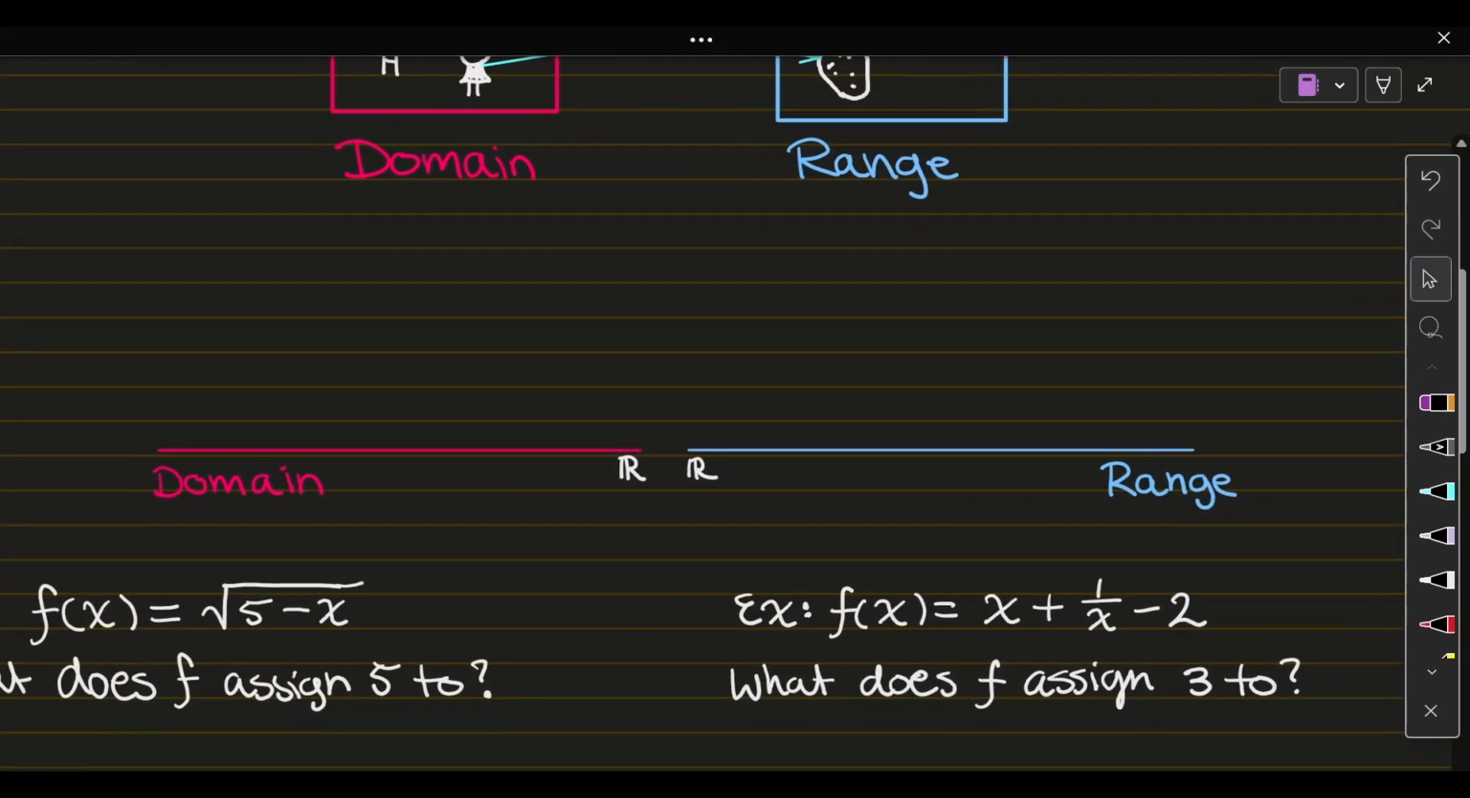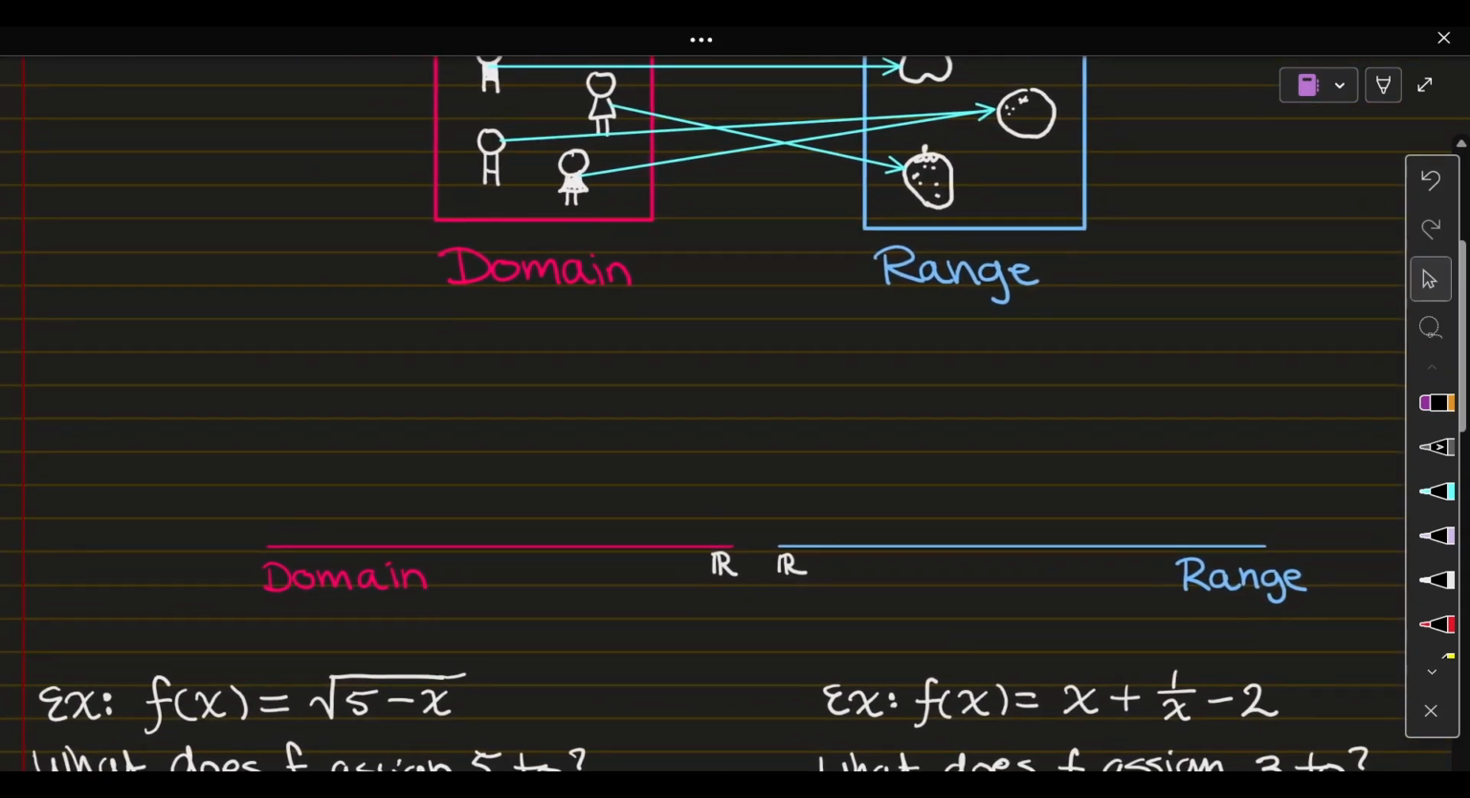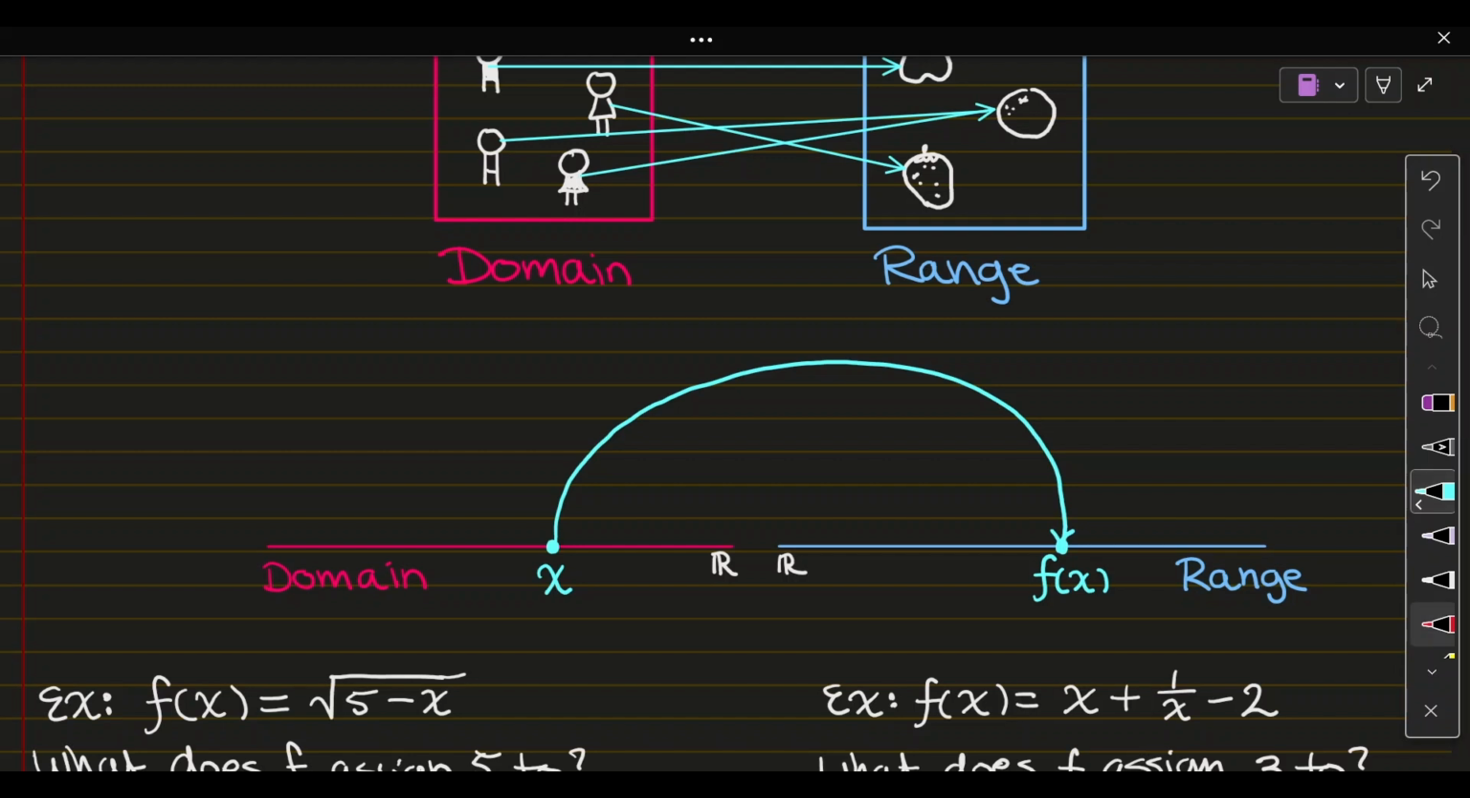For the purposes of algebra, we're talking about functions from the real numbers to the real numbers, or in other words, from the number line to the number line. So we may take some x in the domain, so we're talking about x on the number line, and by our function, we're assigning it another real number. We call it f of x, the assignment of x under f. So for example, if x is my person, f of x is my fruit, right? And so our function f assigns each x exactly 1 value in f of x.